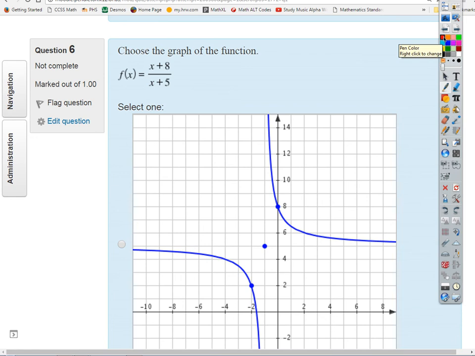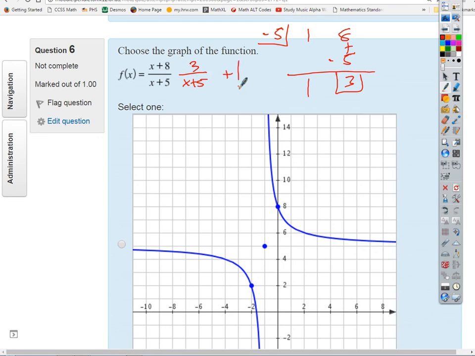On the bottom, if we just use synthetic division, the 0 of the bottom is negative 5. Coefficients of the numerator are 1 and 8. So bring down the 1, times negative 5, and so I get 3. So what's that equal to then? 3 over x plus 5. Okay, so 3 over x plus 5 plus 1.